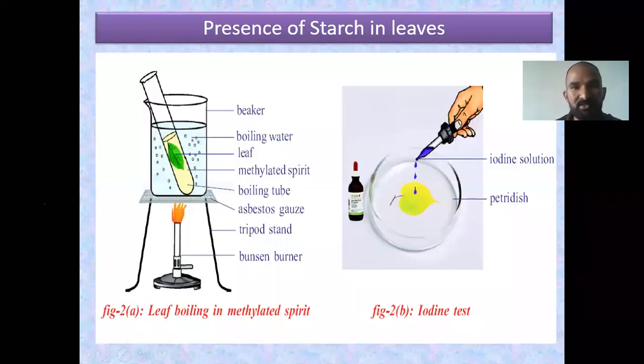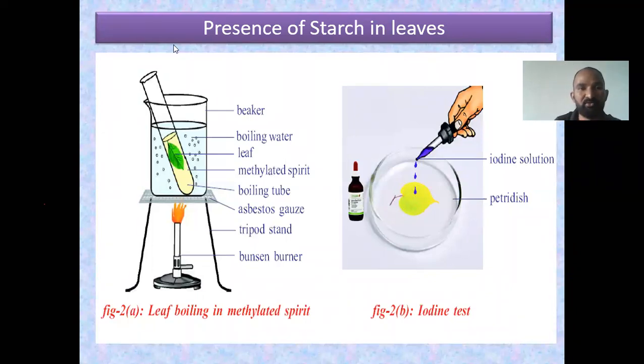Now coming to a very important essay, 4 marks question: the presence of starch in leaf. Already I told you how we write the experiment. In an experiment there are particular steps. The first is the aim of the experiment, the second is materials required, the third is procedure, the fourth is observation, the fifth is result, and the last is precautions. These are the 6 main steps present in every experiment in your text.